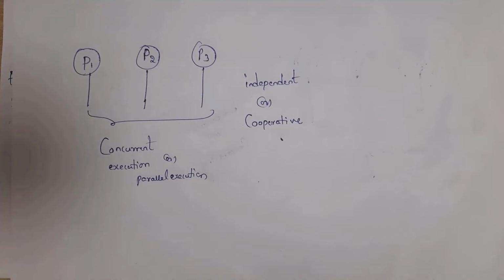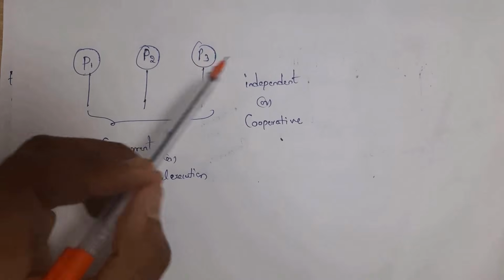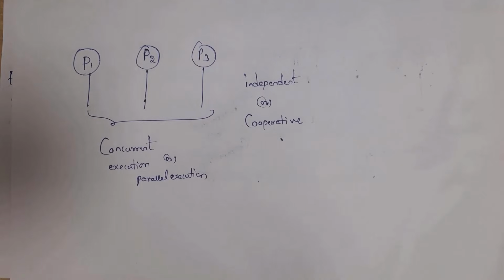This is known as serial execution. Serial execution is nothing but only after executing one process, the other process will be executed. Whereas in parallel execution, all these three processes, process 1, process 2 and process 3, will be executed at a time. This is known as parallel execution.